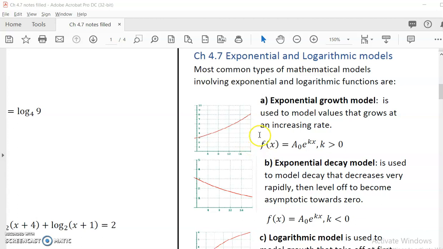Hello Precalculus student, this video is for chapter 4.7, Exponential and Log Models.